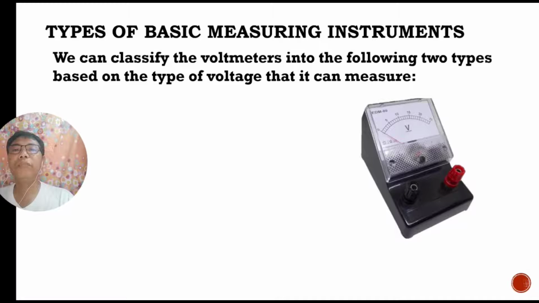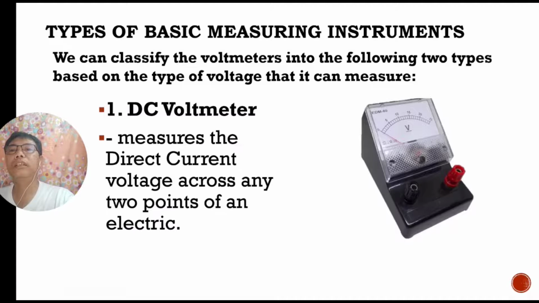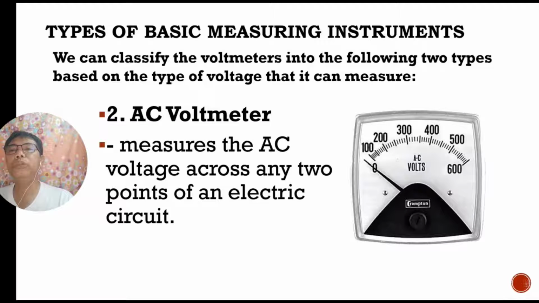The one you see on the picture here in terms of its classifications is the DC voltmeter. Measures the direct current voltage across any 2 points of an electric circuit. Okay, and number 2, we have here the AC voltmeter. Measures the AC voltage across any 2 points of an electric circuit.